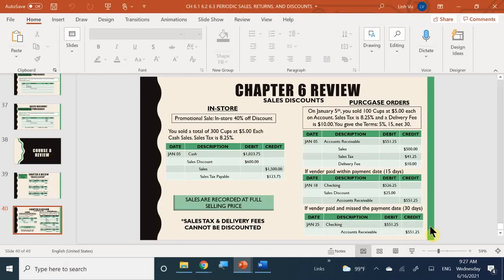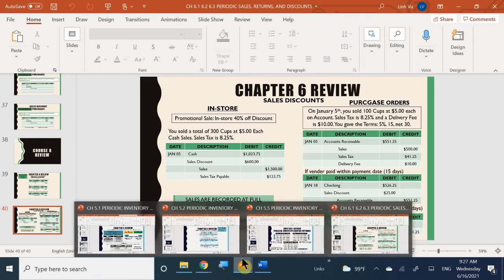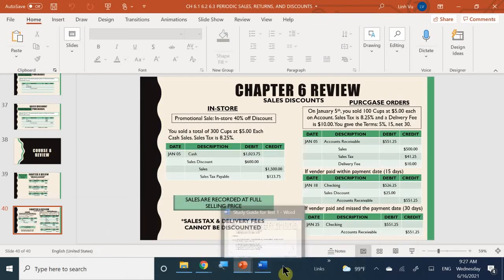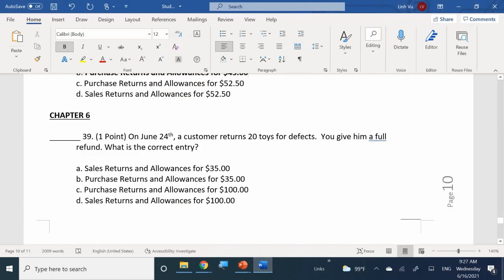All right, so that's it for 6.1, 2, and 3. And of course, last but not least, I will be testing you on how to complete the lower cost of market. So let's go ahead and dive right back into the study guide. Question number 39.